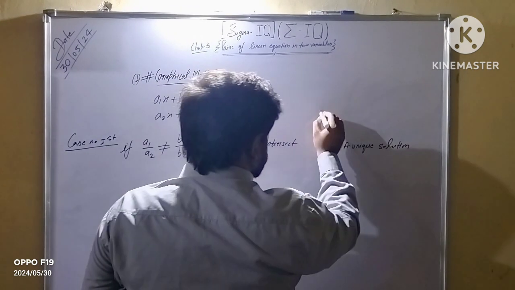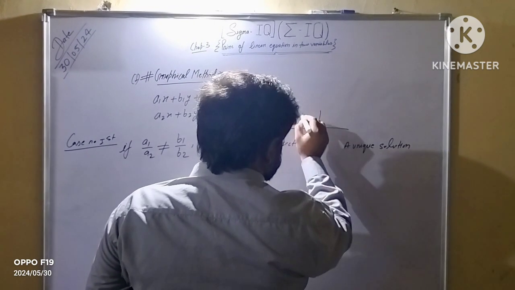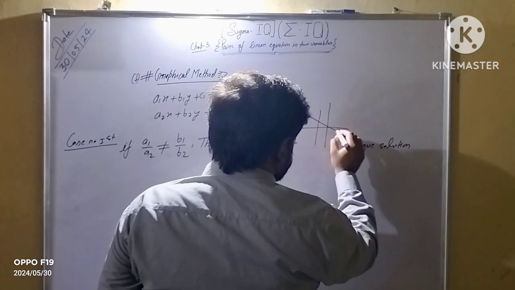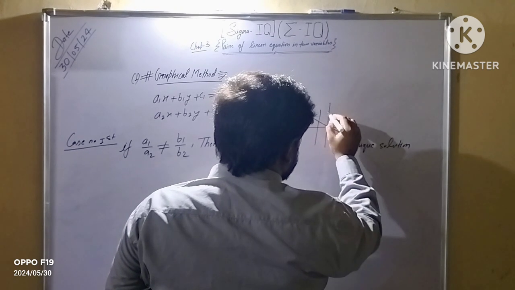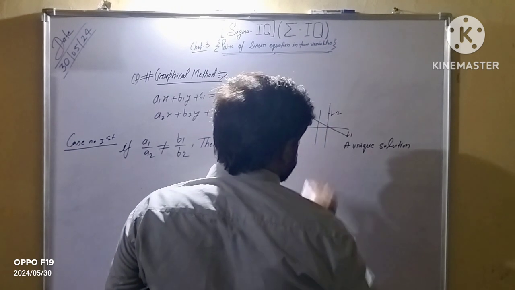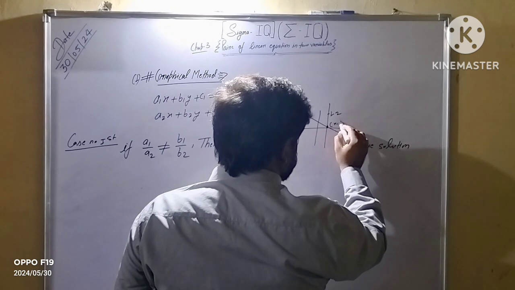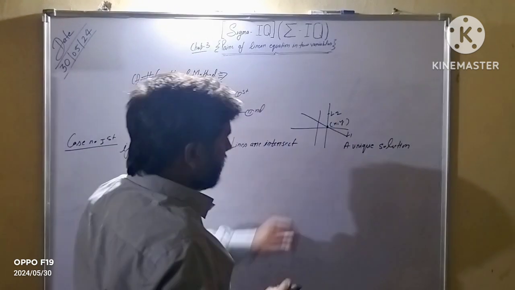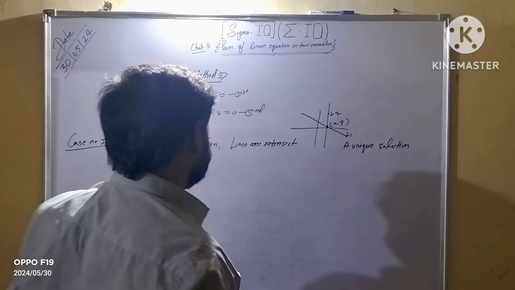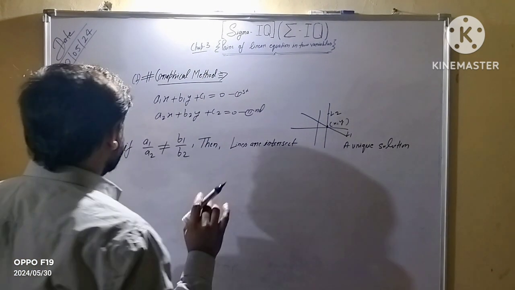We will see by graphically. This is the line L1, this is the line L2. Both lines intersect at this point x, y. So it is a unique solution of both lines. I think it is clear to all of you.